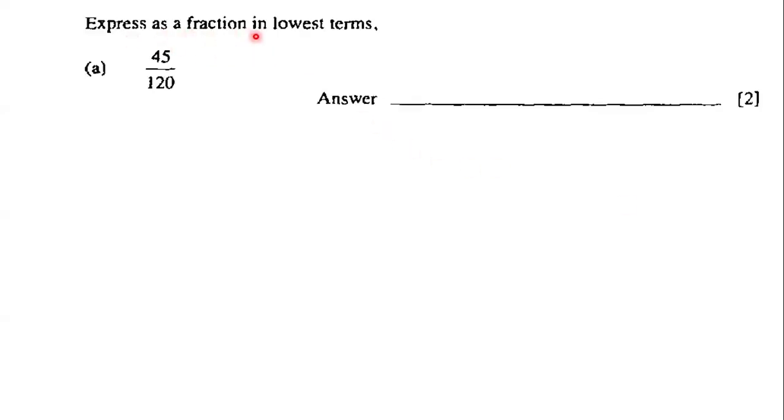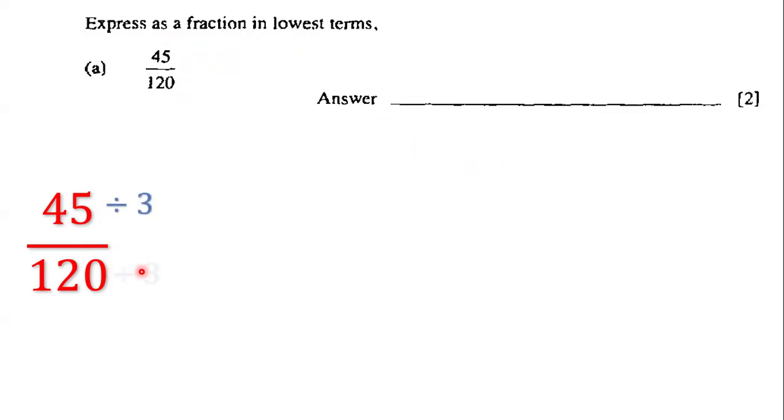Express as a fraction in lowest terms, 45 over 120. Notice that we have this fraction, 45 over 120, and our goal is to reduce this fraction so that it can be in lowest terms. So what number can go into both 45 and 120 without leaving a remainder?